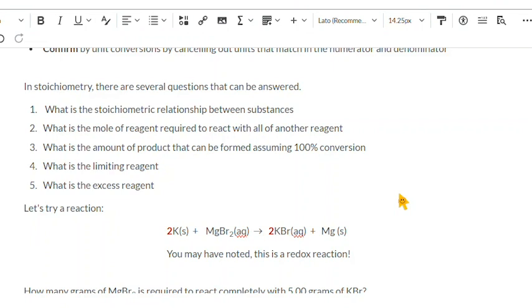But let's take a look at this reaction where it's called a redox reaction. Of course, you don't need to know at this stage. You will in the future. What we have here is potassium, K, reacts with magnesium bromide, MgBr2, and it produces potassium bromide and magnesium.